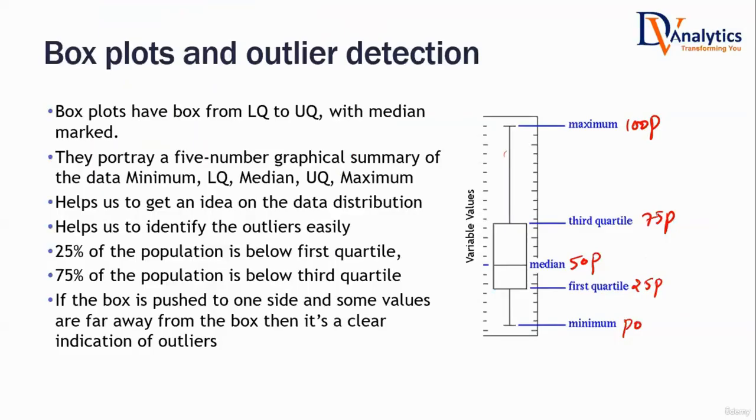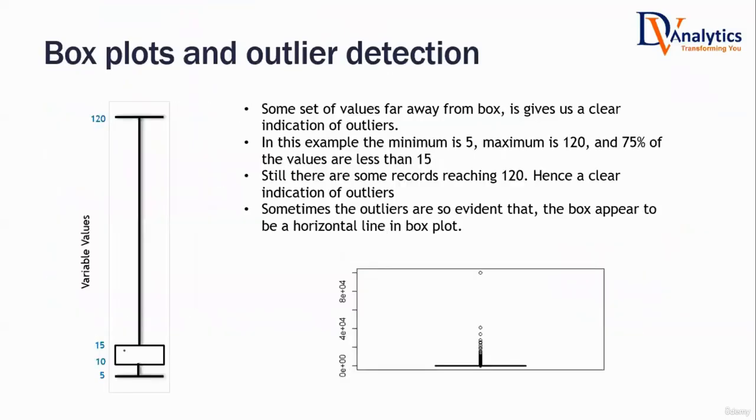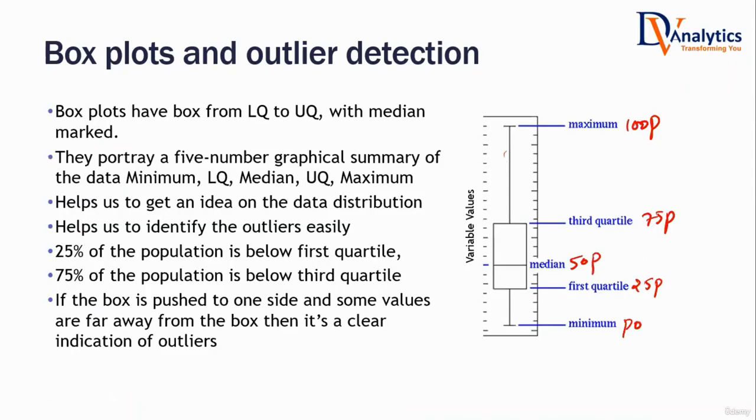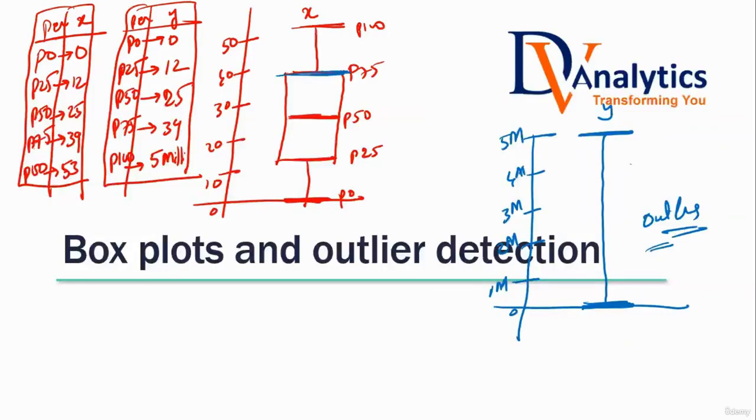Usually there are outliers in the data. 75% of the data is below what number? 75% of the data is below 15, but some values are going as far as 120. Definitely there are outliers, but somewhat we can see them. How about this one? There are huge outliers. So the box plot is a visual representation for detection of outliers. It is an alternative to the methodology that we followed in the percentile distribution.